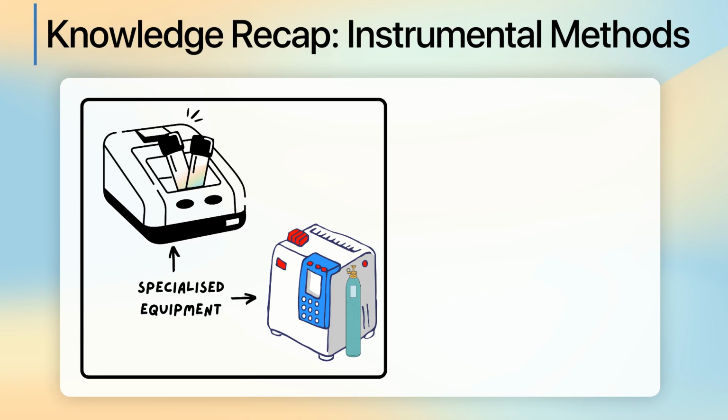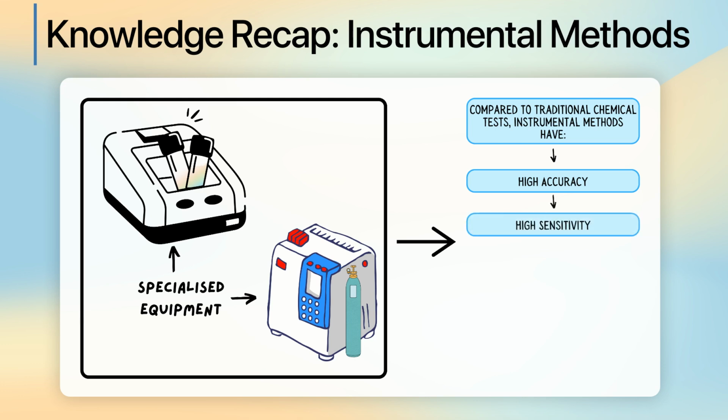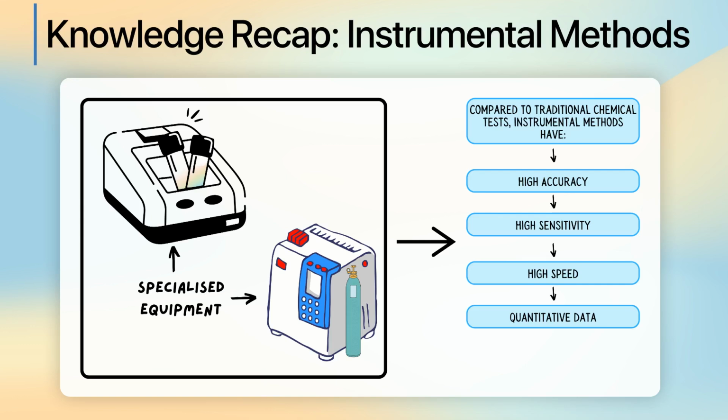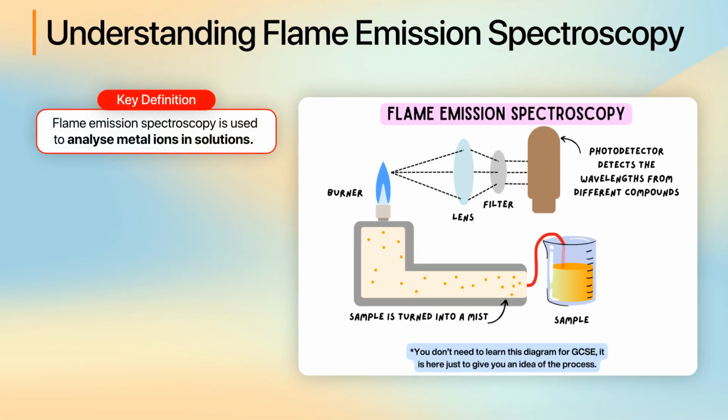So far, you've learned how instrumental methods provide more accurate, sensitive, and quicker results, better able to quantify substances, and potential for automation compared to traditional techniques. With this motivation established, we can dive into flame emission spectroscopy. Flame emission spectroscopy is used to analyze metal ions in solutions.